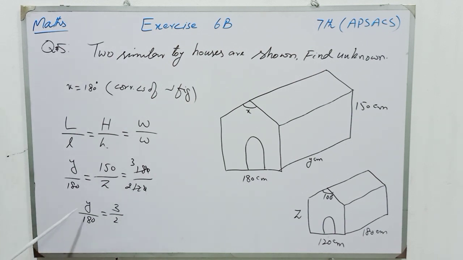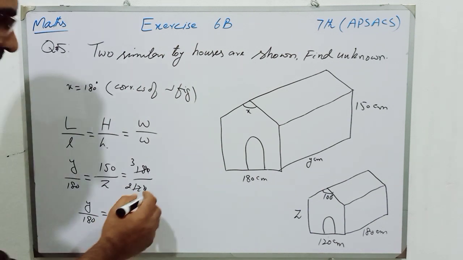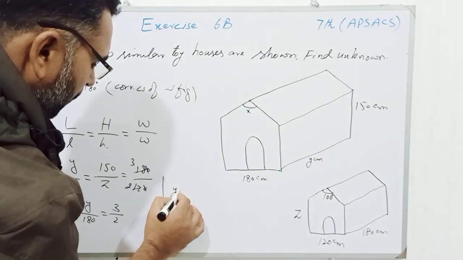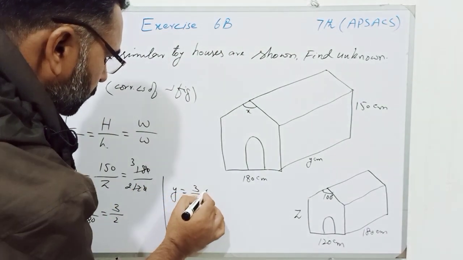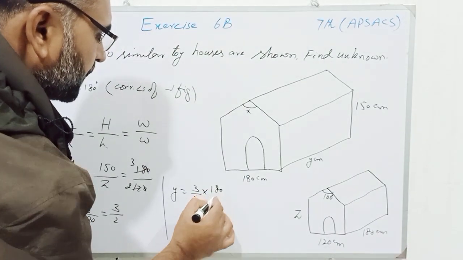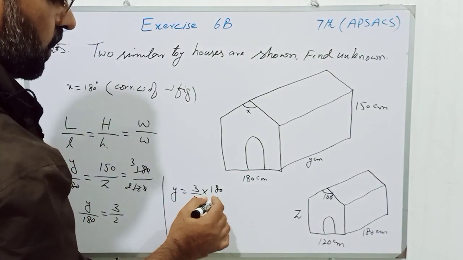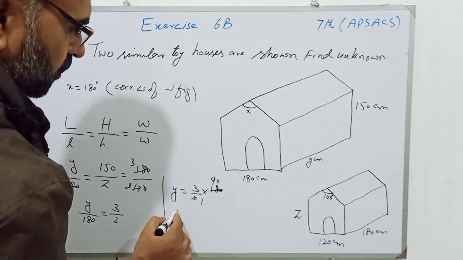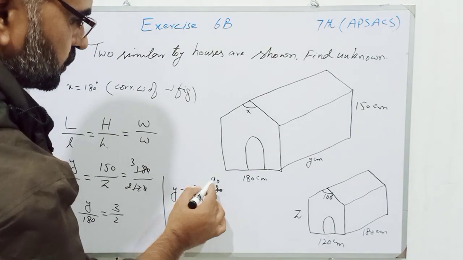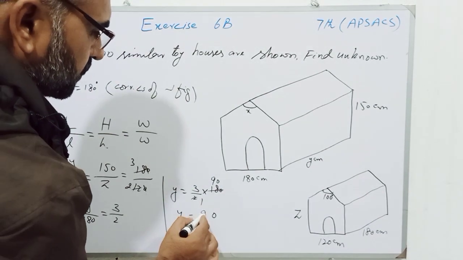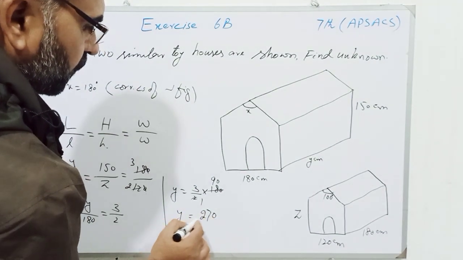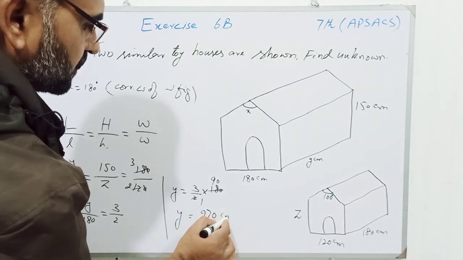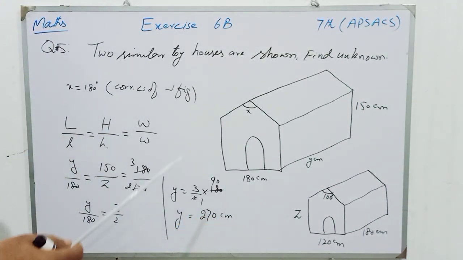Now we have to find the value of y. So 180 is dividing on the left side. When I transfer it to the other side, it will multiply, and we will have y is equal to 3 over 2 multiplied by 180. 2 1s are 2 and 2 9s are 18, 2 0s are 0. Now multiply 3 with 90, 3 0s are 0, 3 9s are 27, and the value of y is 270 centimeter. Now students, it's enough for today.